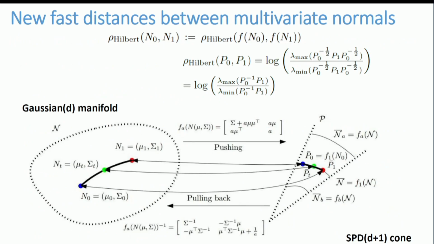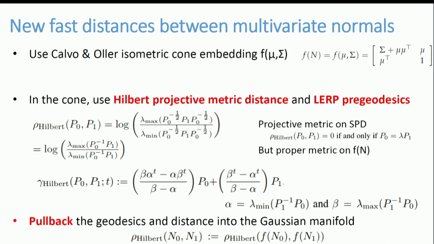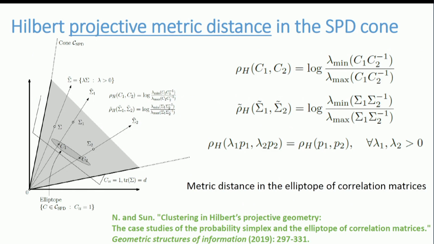So what I propose to further speed up is to use this Calvo and Eulerian embedding, but in the cone in a higher dimension, to use a fast distance. I'm going to use the Hilbert metric, which just uses the maximum and minimum eigenvalues, so I will have a closed form. Because I use it on a submanifold of codimension 1, in general this is just a projective metric, in the sense that if you multiply P0 and P1 by two scalars lambda and lambda prime, you get the same value. So you don't have the law of indiscernibles. But if you restrict it to the embedded submanifold of codimension 1, it becomes a metric. Here we bypass the eigenvalue decomposition, so it's going to be very fast. Also, the geodesics on the cone are just straight lines, and then you pull back to get the path into the multivariate Gaussians. This is what's going to be explained here.